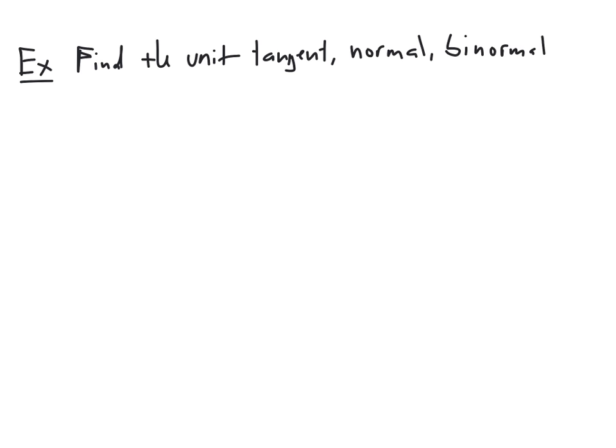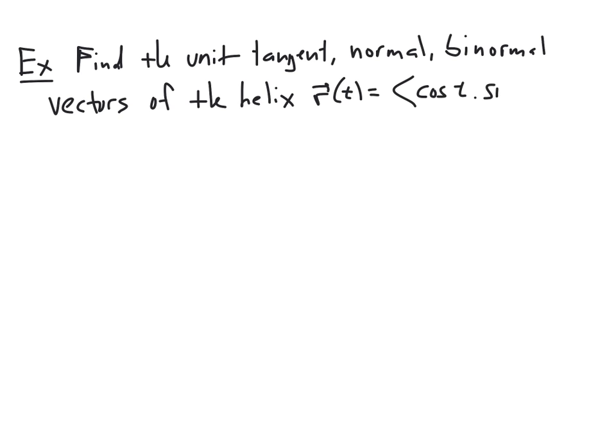All right, so let's say we wanted to find the unit tangent, normal, and binormal vectors of the helix given by r of t equals cosine t, sine t, and t. Right? So this is our very standard helix that we looked at as our first example of a vector function. It starts in the xy plane when t is 0, and it goes up circling the z-axis.